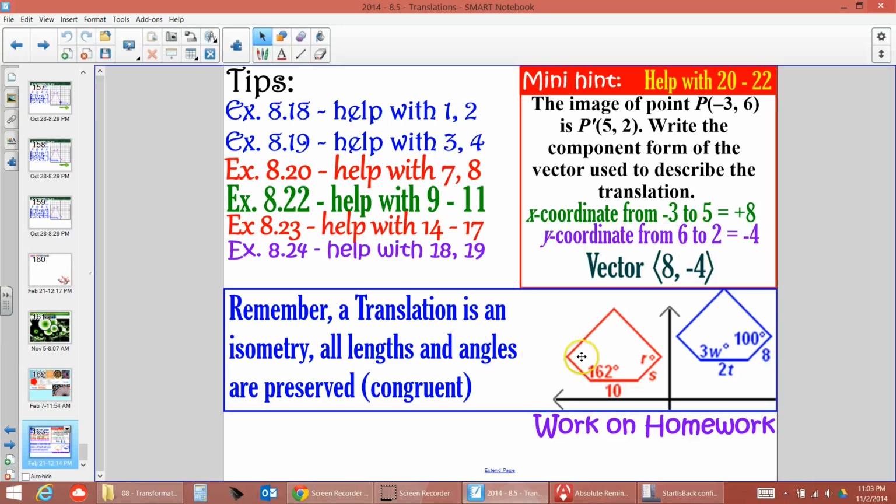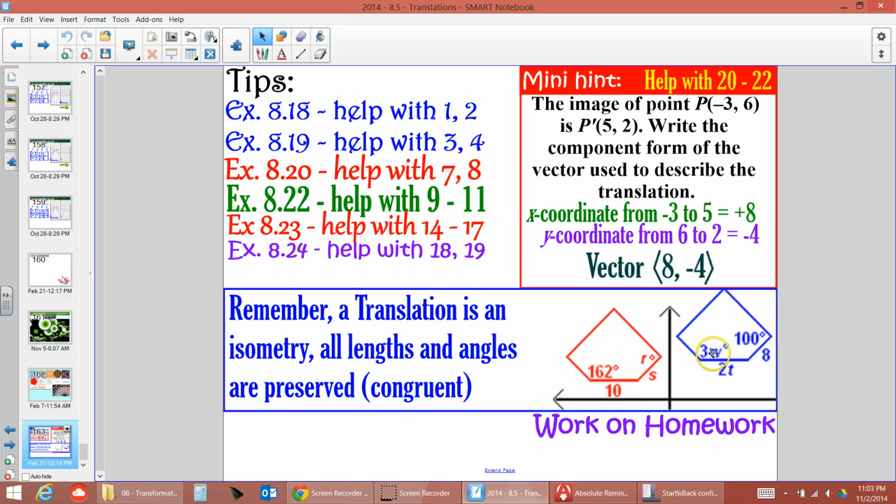All right, remember the translation is an isometry. All lengths and angles are preserved. If your picture doesn't look the same, then we've got problems. Also notice that if I tell you it's a translation, then these sides had better equal 8. They have to be the same length and the same angle. So 10 and 2t, that means t has to be 5 because they have to equal 10.